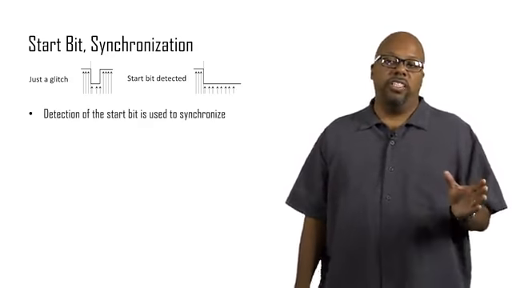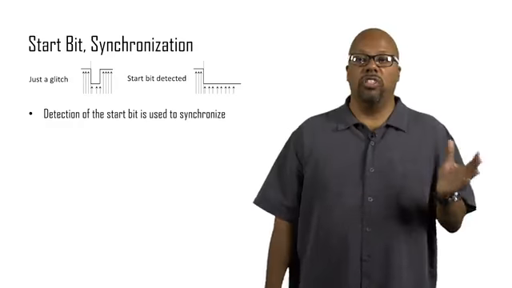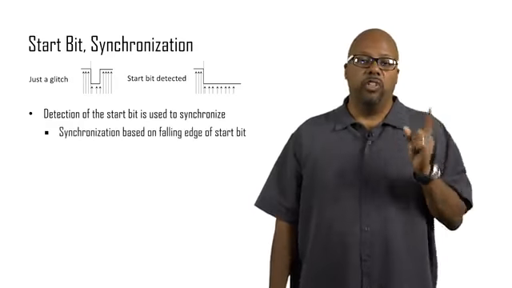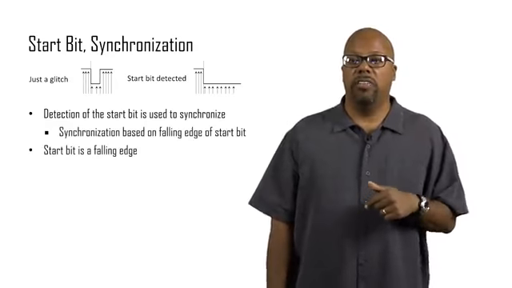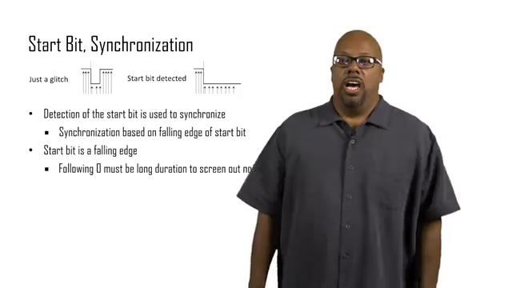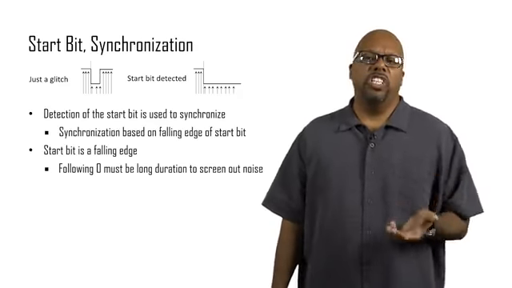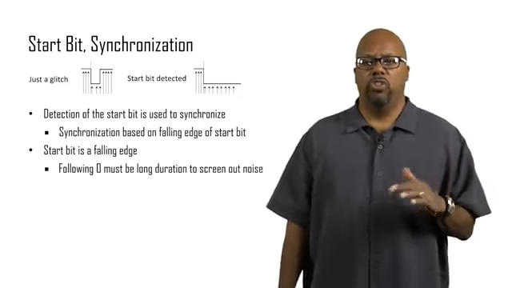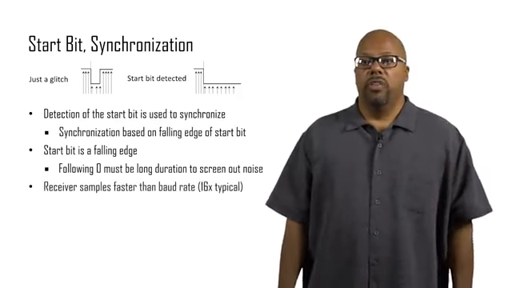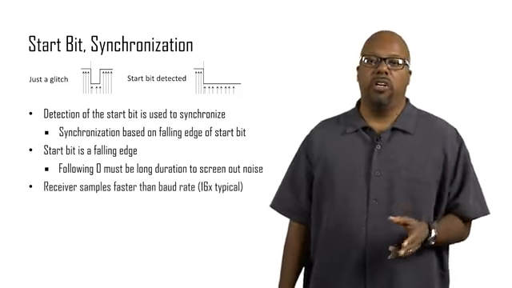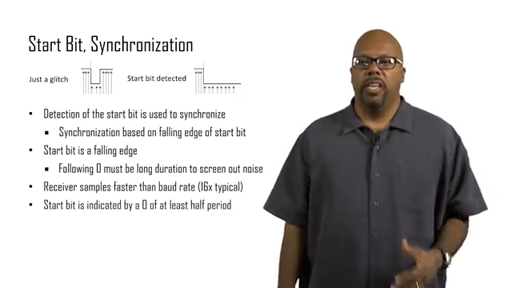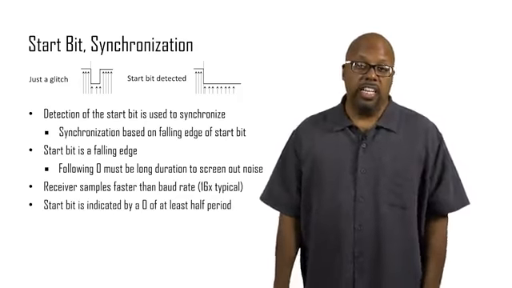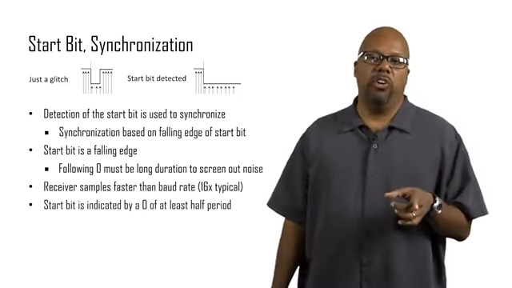So detection of the start bit is used to synchronize the receiver and the transmitter. It synchronizes based on the falling edge of the signal, and it recognizes the start bit based on the falling edge. The following 0 must be of sufficiently long duration to screen out any kind of noise. The receiver has to sample faster than the baud rate, typically 16 times faster. That's common. The start bit is indicated by a 0 for at least half a period.